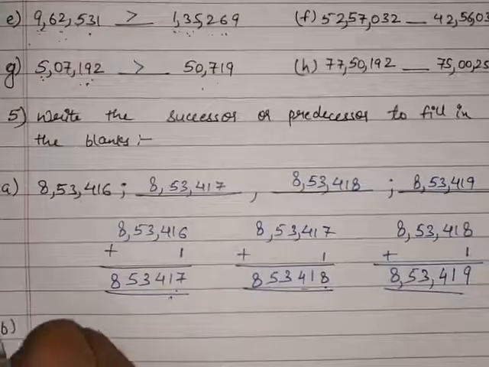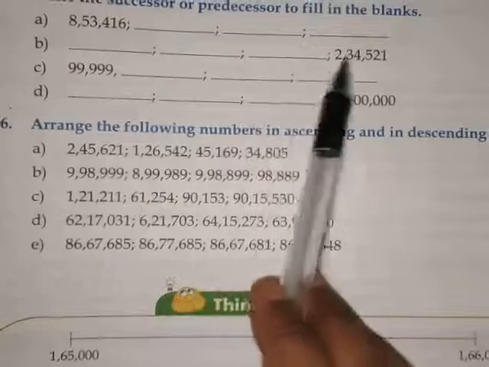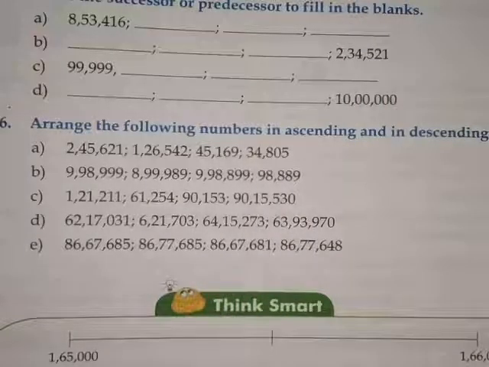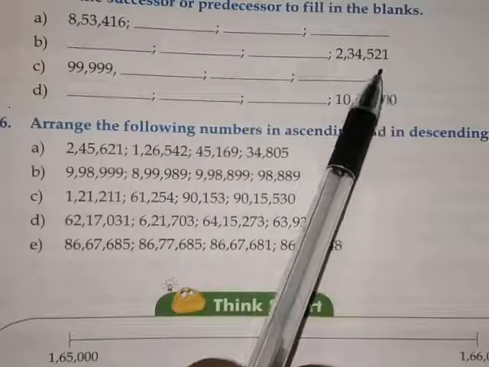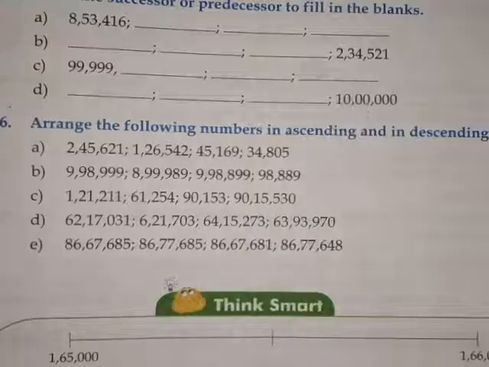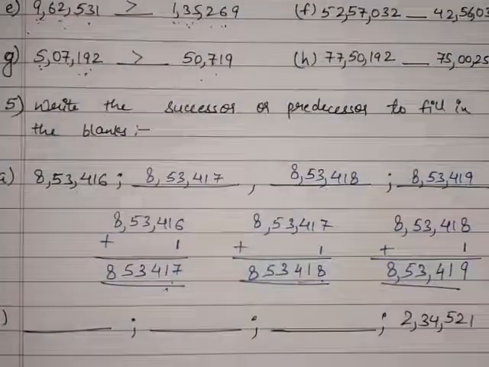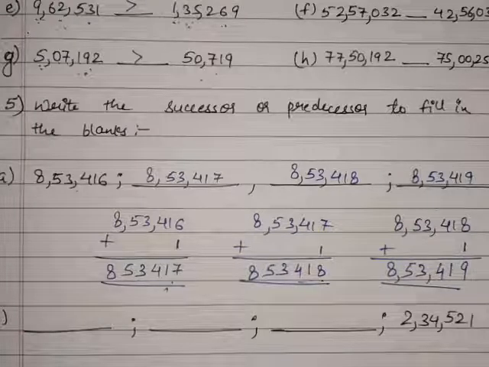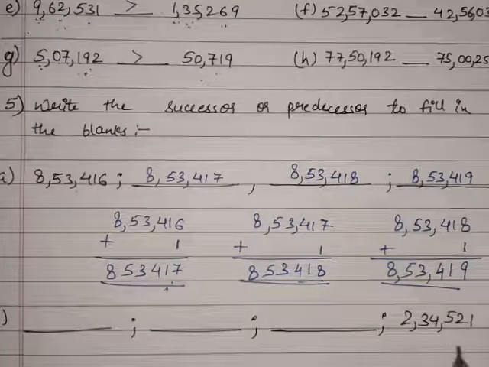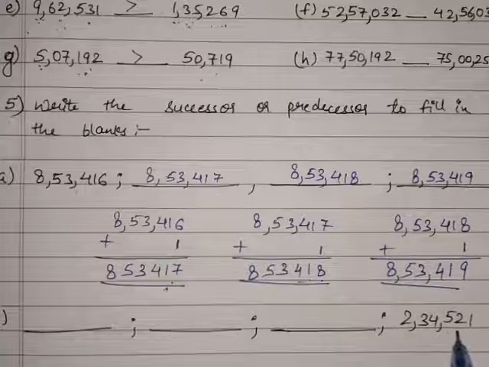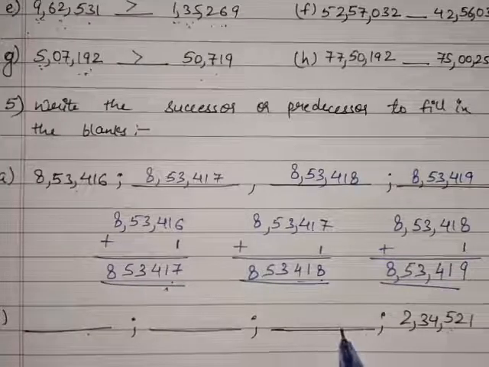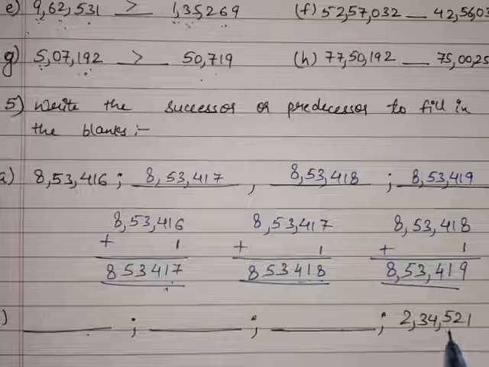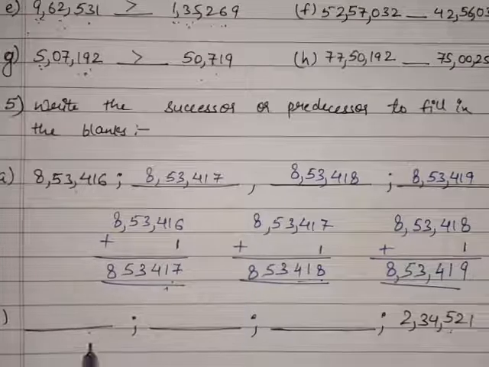Our B question is given. First the blanks are given, then the number. So we have to find the before number, which means 1 less than the number. So we will find the predecessor of the given number. If we subtract 1 from the given number, we will get the last second number first. So we will subtract it.